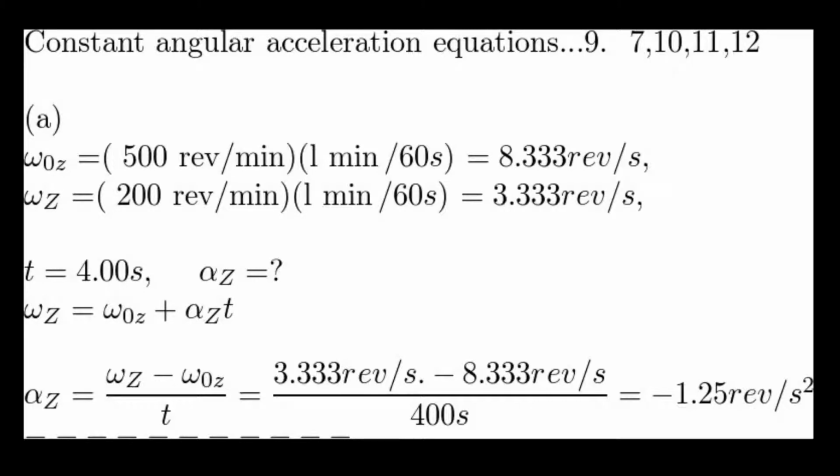Now we are done converting, we can plug in our values to our formula, which is final velocity minus initial velocity divided by time, to find the angular acceleration. And there you have it. We have calculated the angular acceleration, which is negative 1.25 revs per second square. It is negative, which means the fan is rotating in a clockwise fashion.